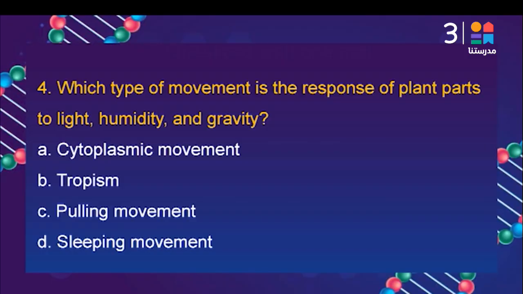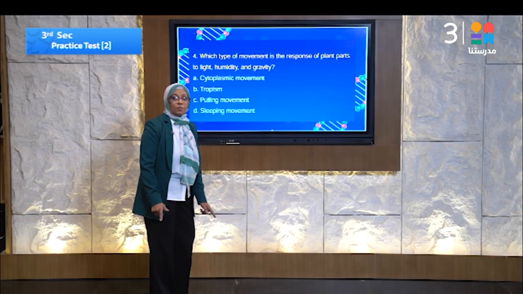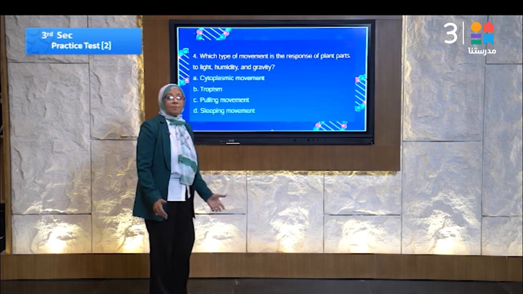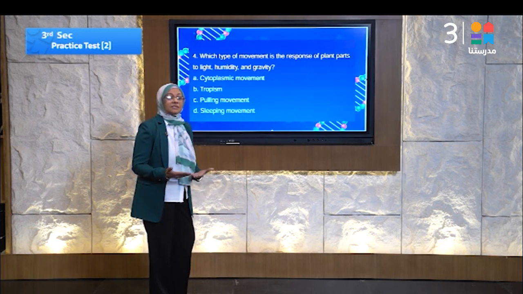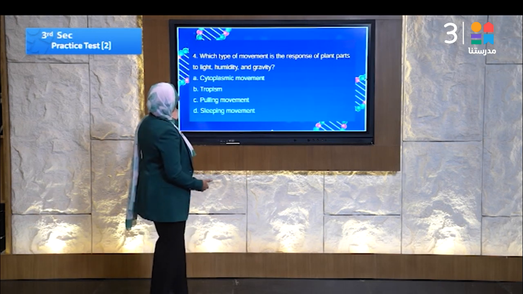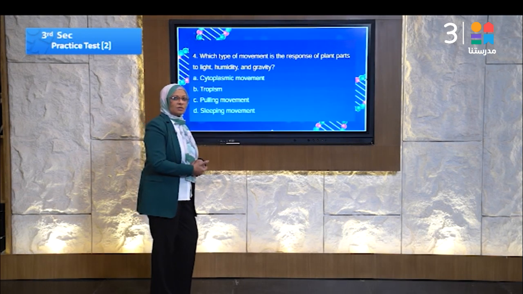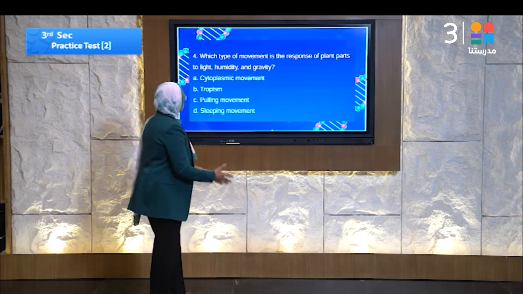Number 4. Which type of movement is the response of a plant part to light, humidity, and gravity? Wow, it is the response. Response means how the plant senses. We speak about the plant sense. That means, let's read the choices first, then go to the answer.